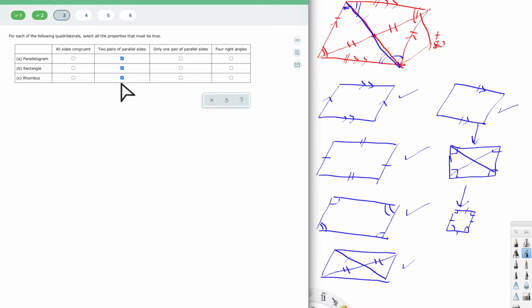1 pair of parallel sides, that would only work if you saw trapezoid. I don't see trapezoid there. So the all sides congruent, that fit into the rhombus category. So this, I'm not going to click any. And then all, or 4 right angles. So the only one that would fit here would be rectangle. If I saw square, I would also click square.